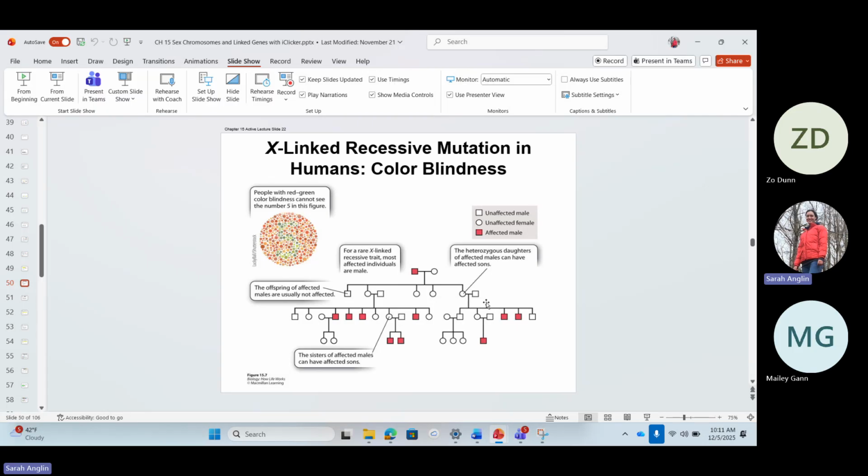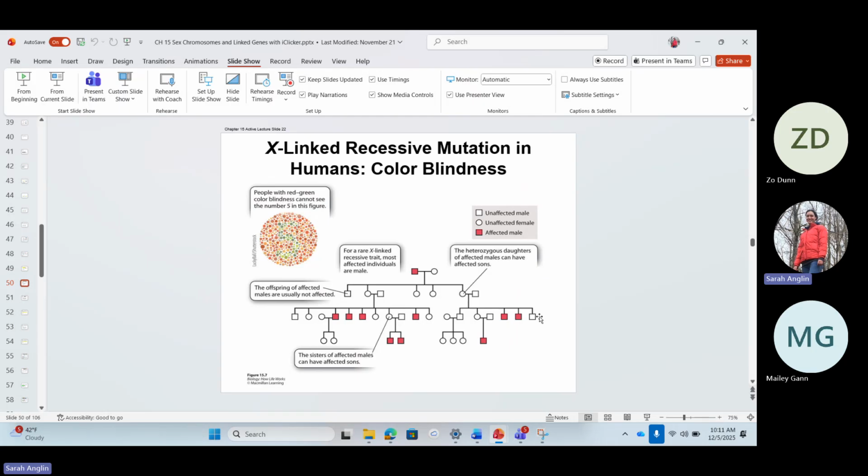Now, here's the thing. This mother has 2 X's. She could give the X with the mutant allele to her son, or she could give the X with the wild type dominant allele to her son. And that's why not all of her sons are colorblind, because it's 50-50. She could give either X chromosome to her sons. Okay, so that makes sense.